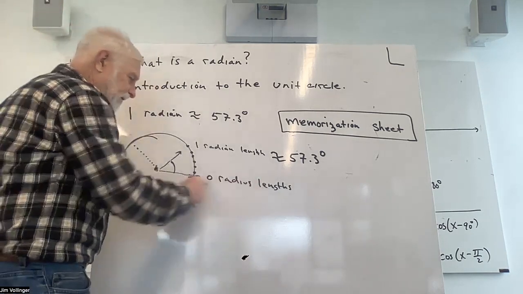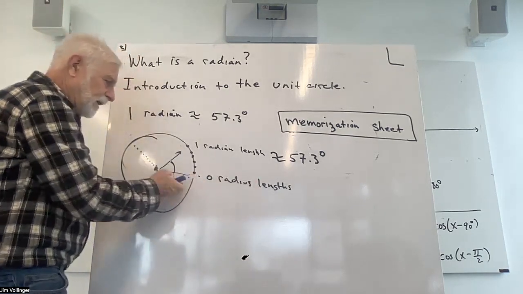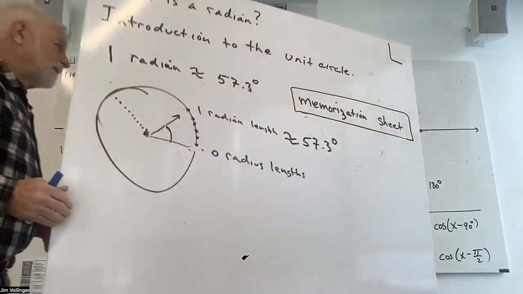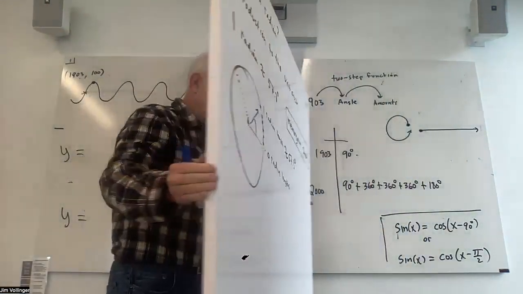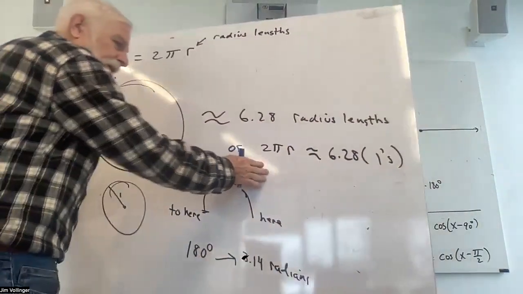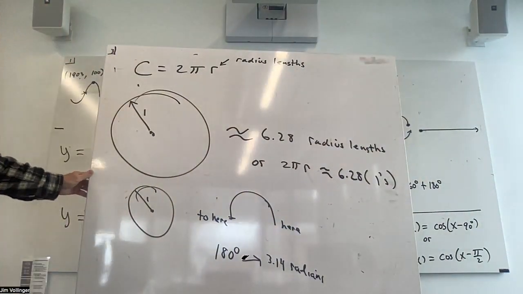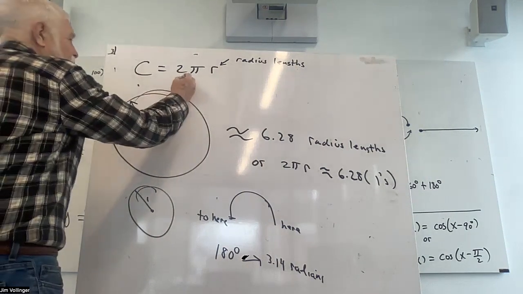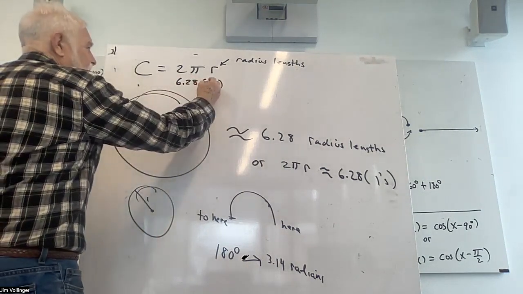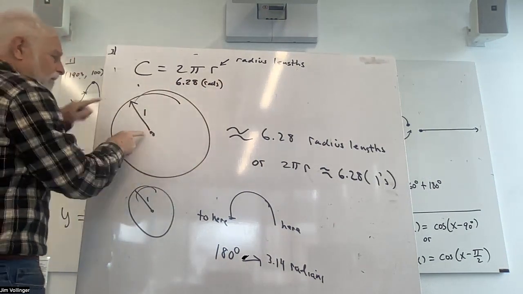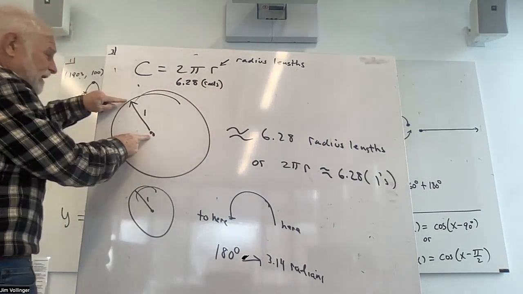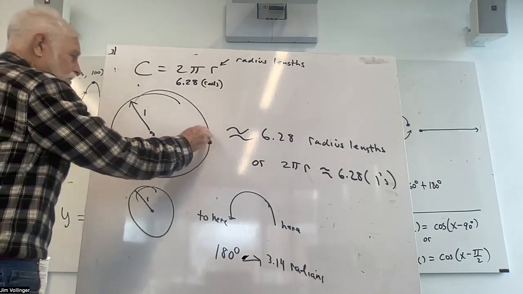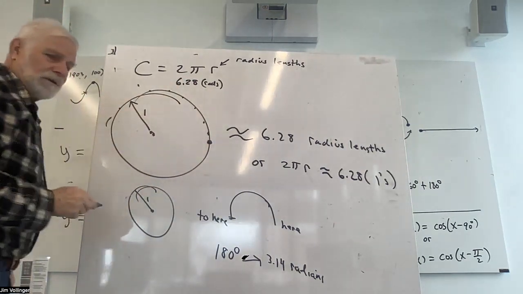So we measure radius lengths from this place on the circumference of the circle, and one radian is about 57.3 degrees. All right, that's important. Next, we've talked about the unit circle. And repetitive conversations, I think, are helpful, extremely helpful. And so circumference of any circle is 2 pi, or 6.28, roughly, radius lengths. All right, and that's going to tell you whatever that length is. And in the unit circle, we're standardizing, we're saying it's one radius length. And that means that we can talk about where we are on the circumference of the circle.